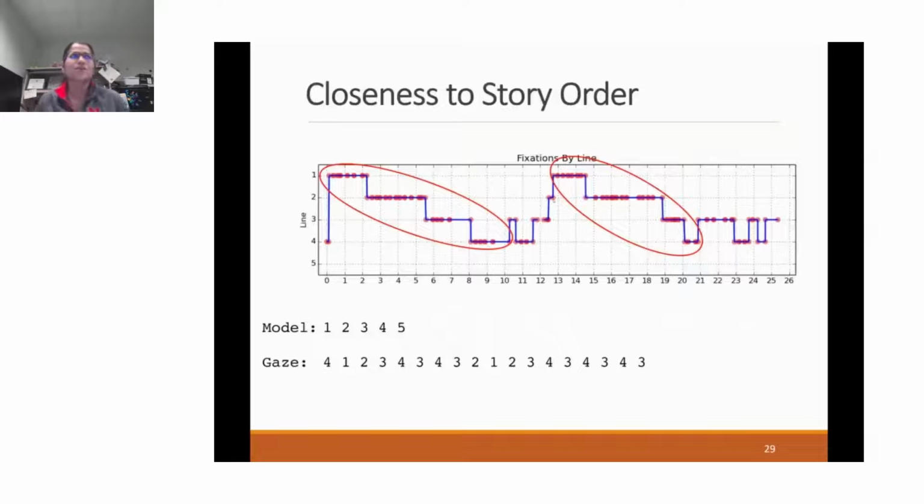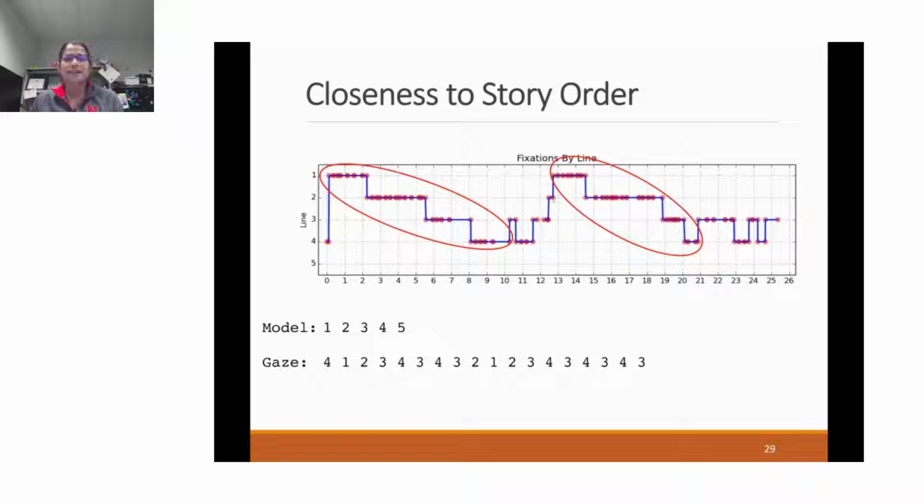In order to do this, if you can think of the lines 1 to 5 as actual source code lines and the little dots as fixations, you can see the person first read line 4, then they jumped to 1, stayed there for a while, then went to 2, 3, 4, went to 3, 4, and then went back and did another scan down. The things that I highlighted in an oval, they are called a scan pattern.